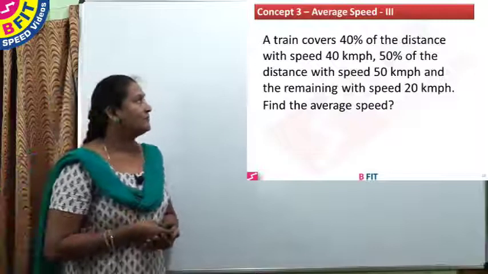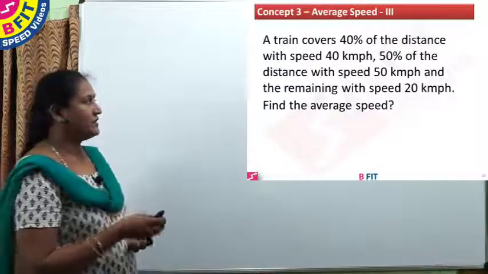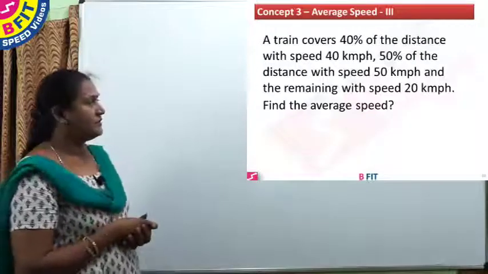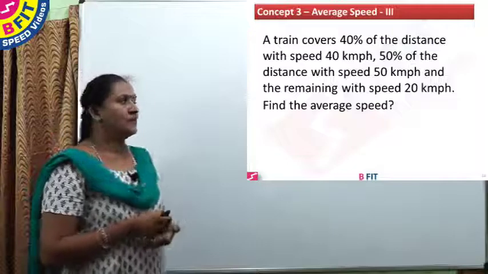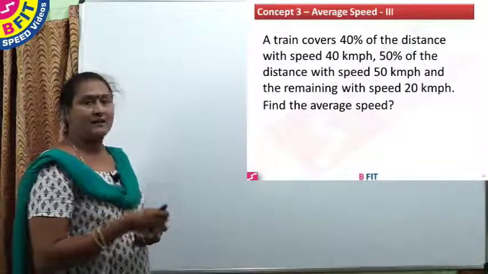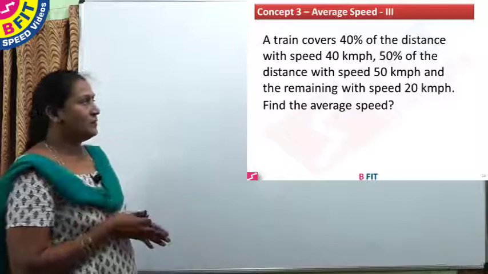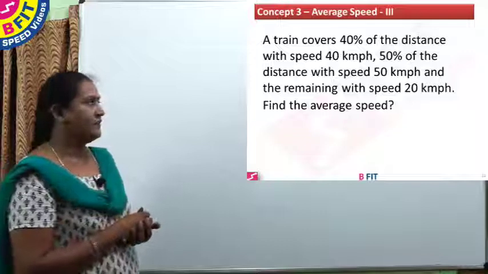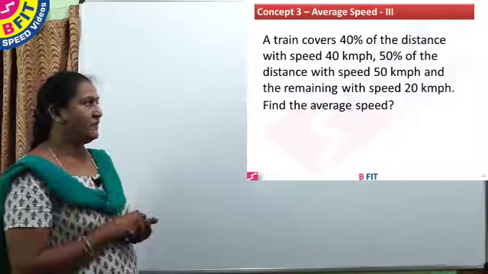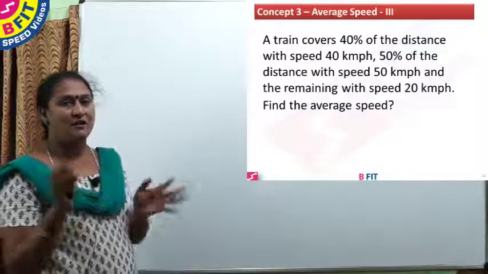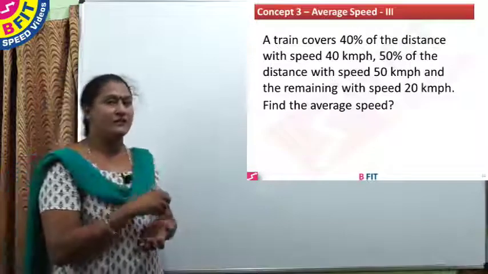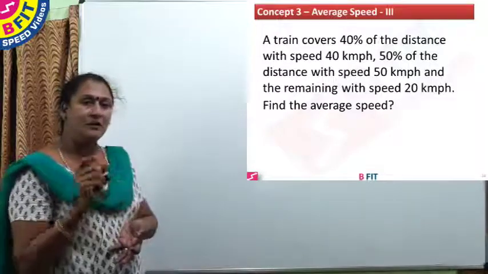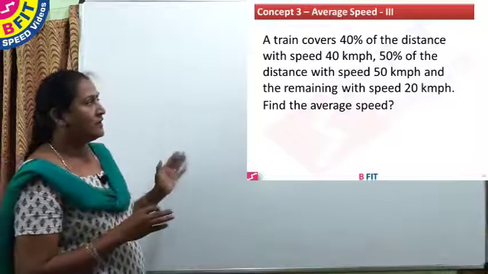So the question is, a train covers 40% of the distance with speed 40 kilometers per hour and 50% of the distance with 50 kilometers per hour and the remaining with speed 20 kilometers per hour. Find the average speed. In this question the exact distance is not given, but the percentage of the distance is given. Whenever percentage of the distance is given, you assume that 100 is the total distance covered. When part of the distance was given, we assume the LCM, or when you have only one fraction, assume the denominator as the total distance. Here it is given in percentage.